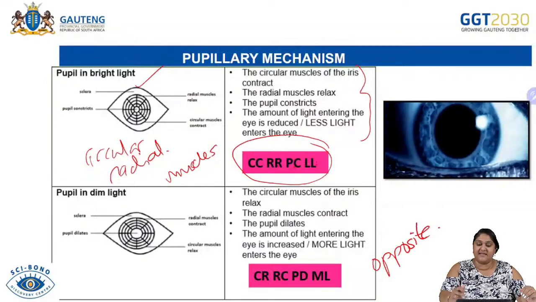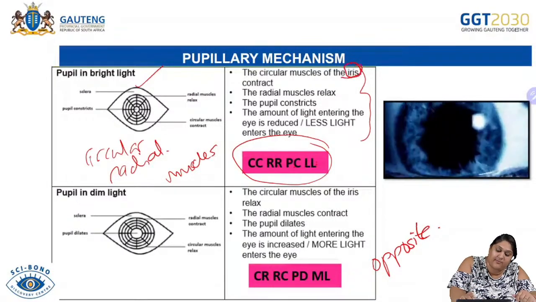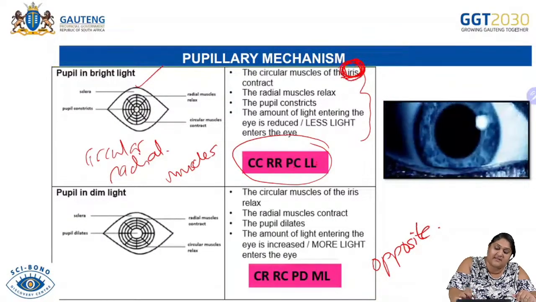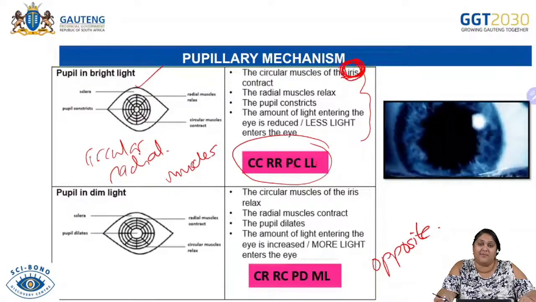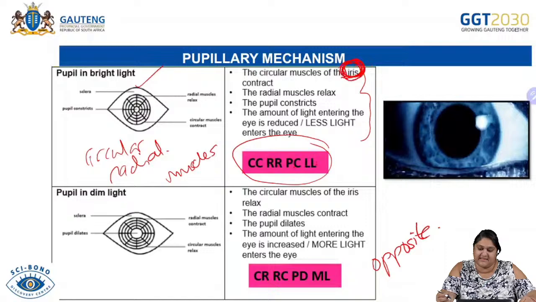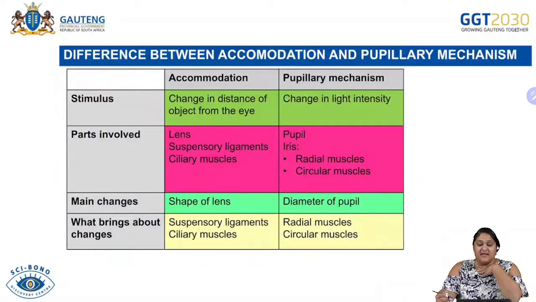You need to know these things, and also you need to know that the circular muscles and the radial muscles are forming part of the iris. When you're talking about this, you must mention the word iris, otherwise you don't get marks, because there are circular muscles in other parts of our bodies. Right, and this is just a difference between accommodation and pupillary mechanism that you can study.